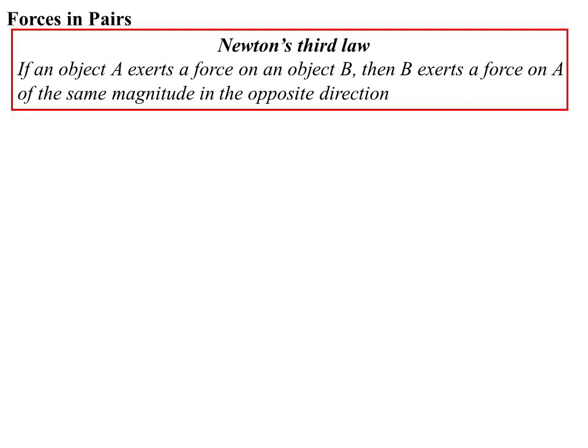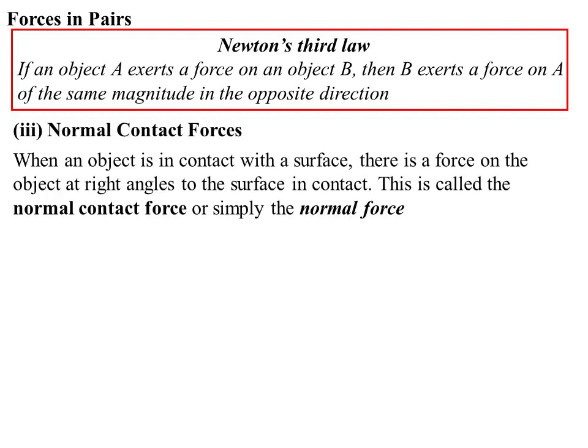Forces appear in pairs. Back to Newton's third law again. If an object A exerts a force on object B, then object B will exert a force on object A in the same magnitude, but in opposite direction. Again, Newton's third law. That brings us to these things called contact forces. So whenever an object is in contact with a surface, then there will be a force at right angles, remember I said in the right direction, at right angles to the surface it is in contact with. So that's the normal contact force, or simply the normal force.